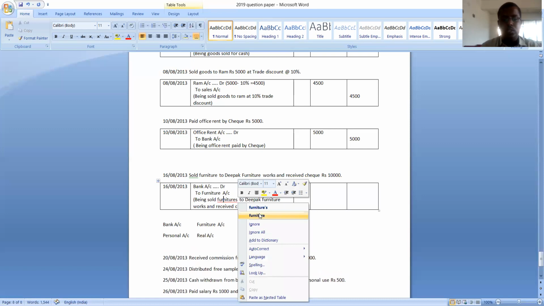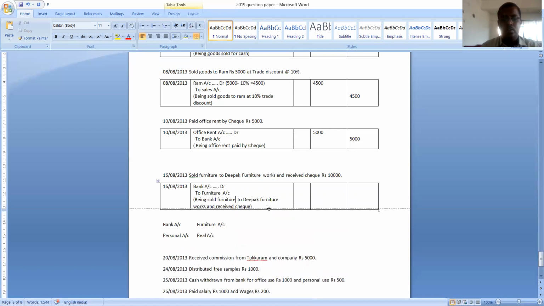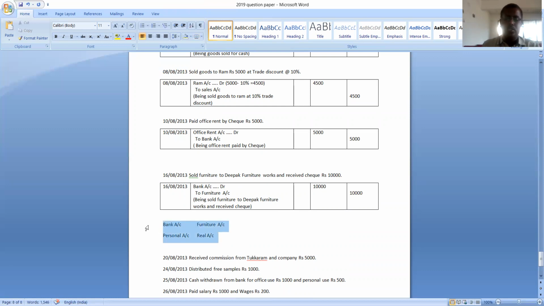Sold furniture to Deepak Furniture Works and received check. Okay. What is the amount now? The amount is, we received check worth rupees 10,000 and it is deposited into bank. So the amount is rupees 10,000. Yes. Okay. Let us move to the next transaction.